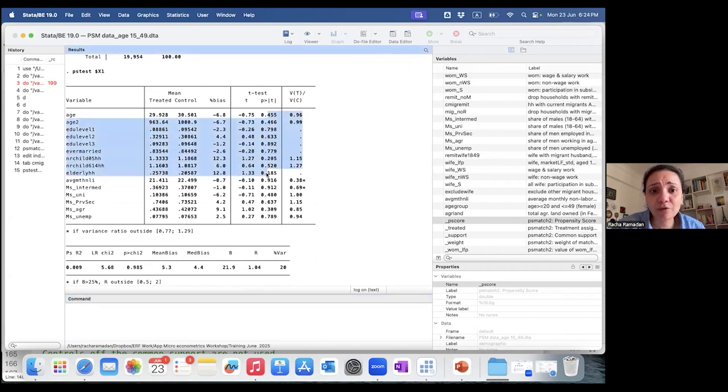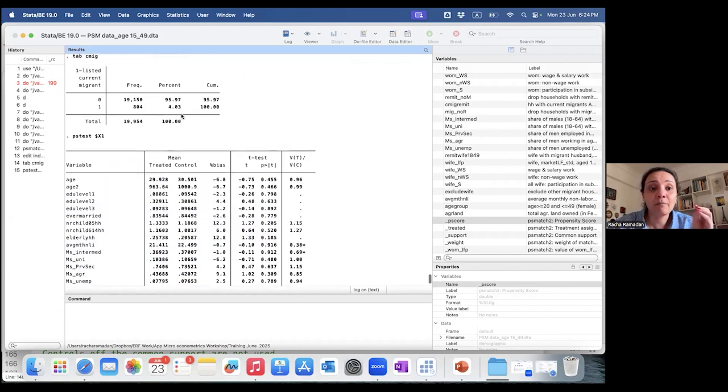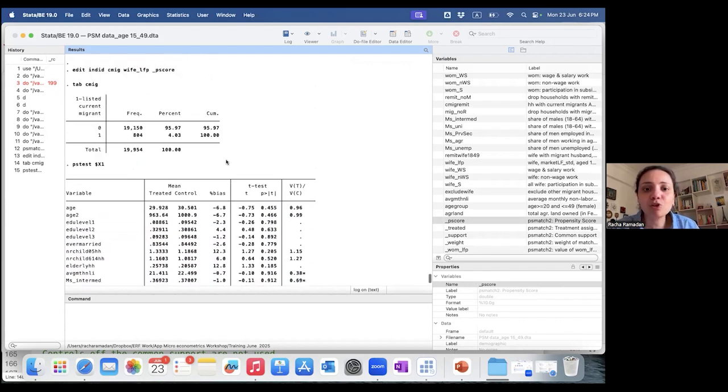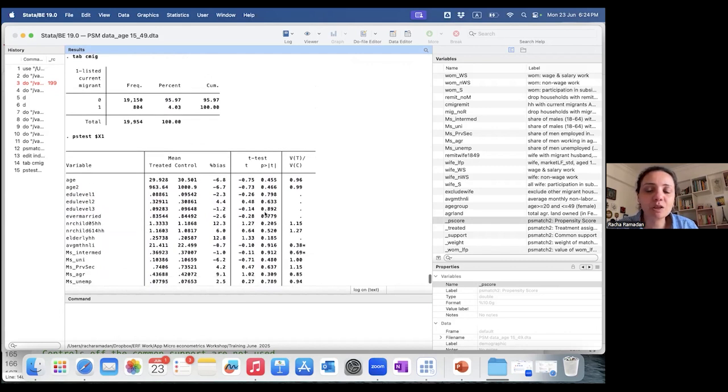And here you can see that all the p-values are larger than 0.05, which means that there is no significant difference between the values of each of these variables among the treated and among the control. And this is something you should be happy with, that you are doing a good job. From the 237 observations, you matched with whatever number from the 3,000, but this match is okay because you don't have any significant difference between the two samples, the treated and the control one. I don't know if I answered your question.